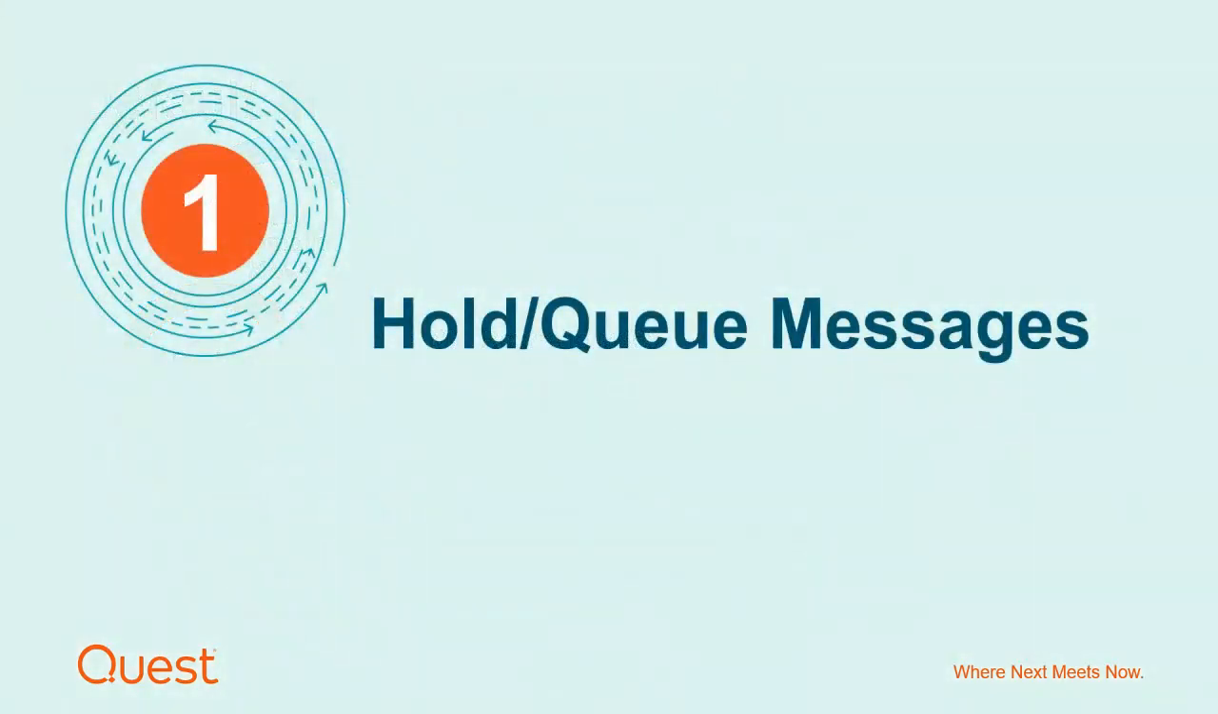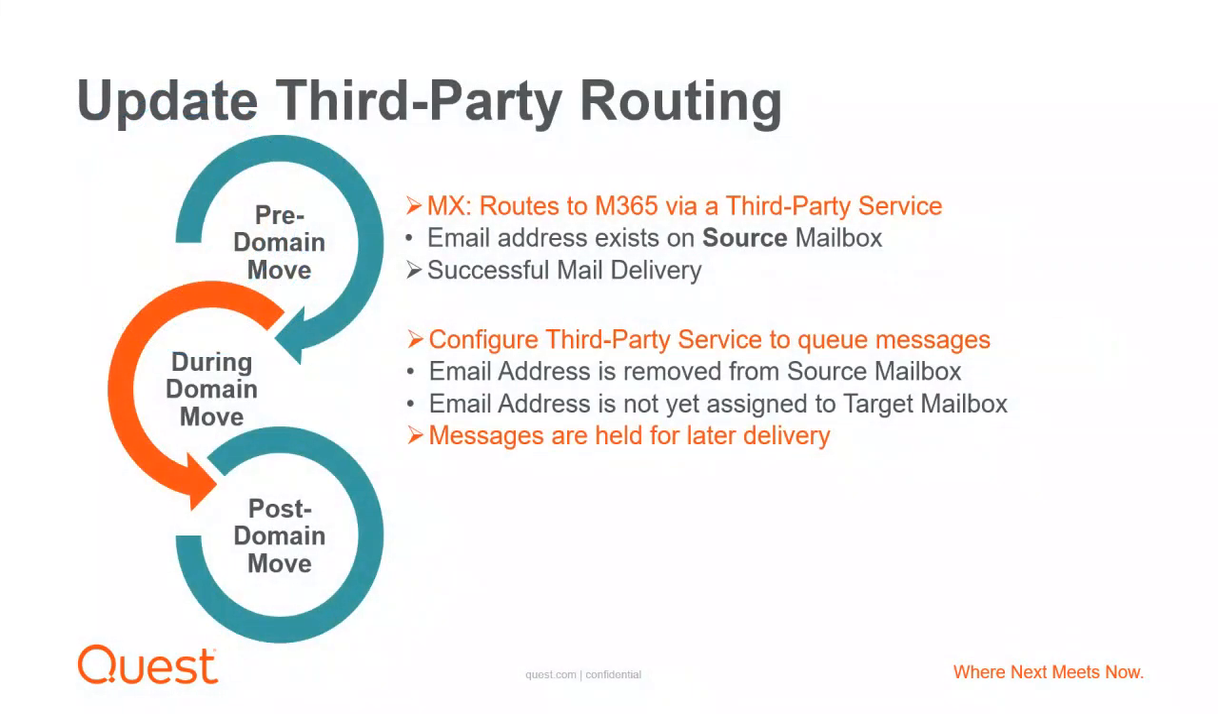If your MX record points to a third-party mail service, such as Proofpoint or Mimecast, which then routes to M365, you might have the option to configure that service to hold incoming messages during the domain move. By updating that third-party service to hold the messages in a queue, this will ensure that the messages do not attempt to route to M365 during the actual domain move event. Message delivery will be delayed, but senders will not receive NDRs.